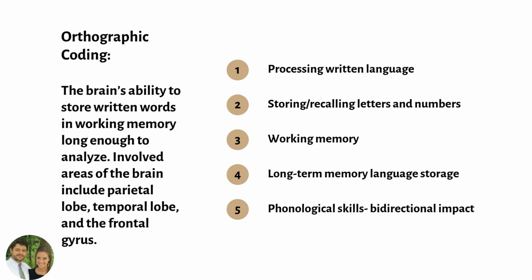The particular areas most involved in the orthographic coding process include the parietal lobe, the temporal lobe, and the frontal gyrus. When orthographic coding is impaired, as with dysgraphia, it affects processing of written language, storing and recalling letters, numbers, and other symbols, working memory, long term memory language storage, and phonological based skills, which is a bidirectional impact.